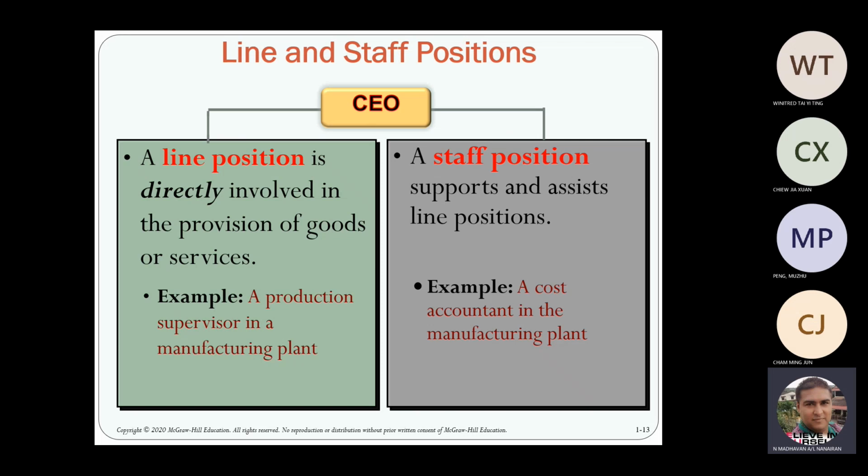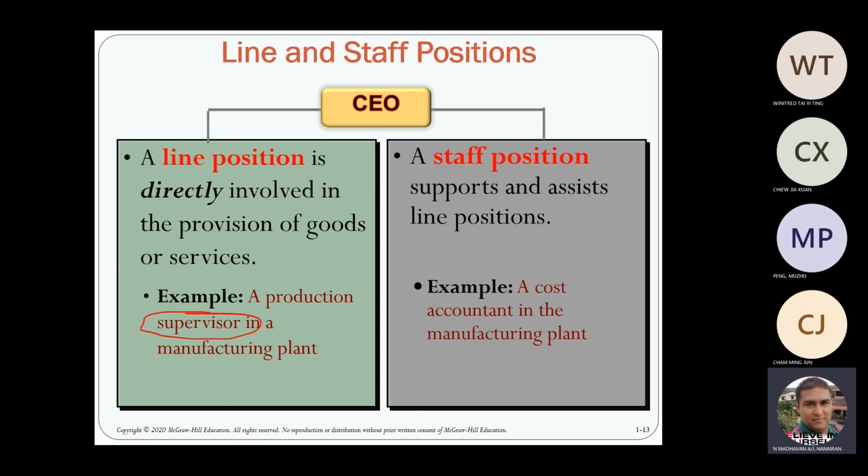So a line position is directly involved in the provision of goods and services. These are people who are directly engaging themselves in the production activity itself. Whereas staff positions are usually the support team, such as supervisors, such as managers, such as accountants. Are you guys with me? So that is where I quite disagree with the supervisor being here. Why? Because a supervisor doesn't produce the chair. A supervisor ensures the production process goes on smoothly. Are you guys with me?